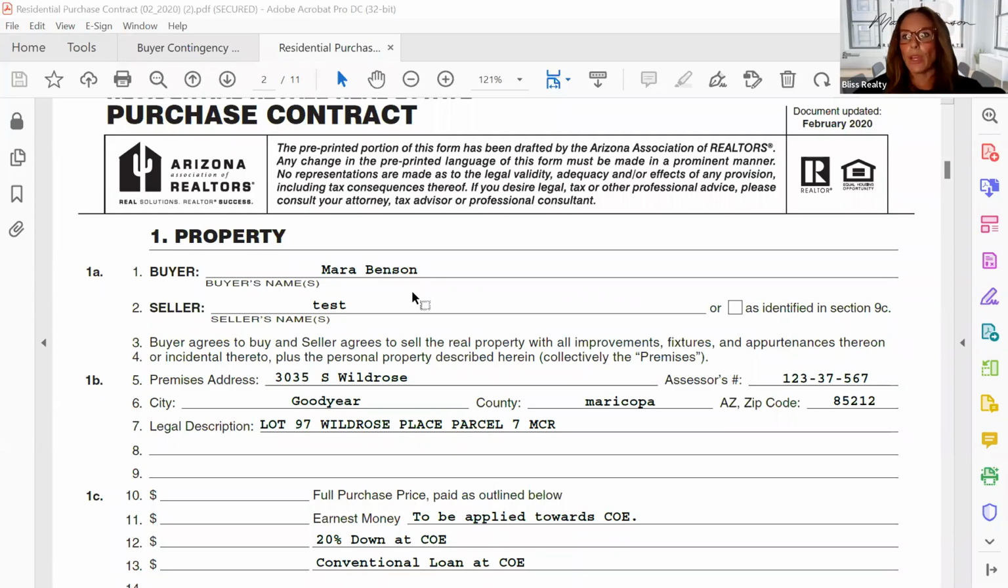Okay, so I have pulled up a purchase contract and a buyer contingency, because that's what we're going to talk about today. This is just one of my templates. In Transaction Desk, you can build templates, and you can build buyer templates.